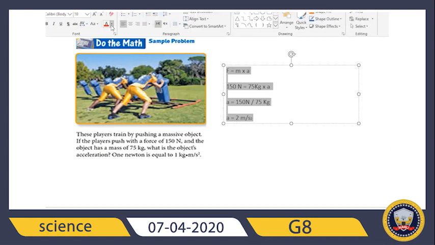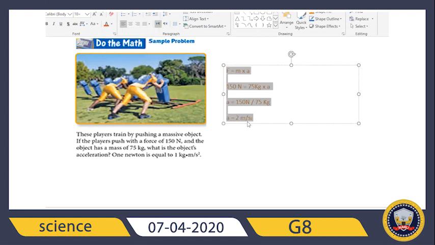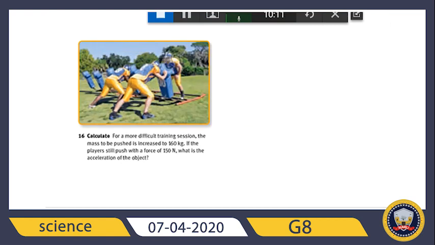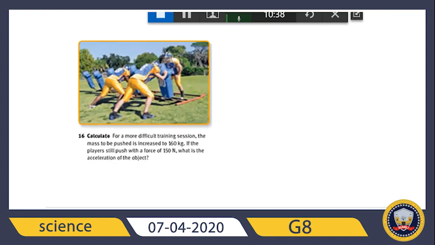So here's the answer, guys, for our first sample problem. I wish it's clear enough for you. Okay guys, now to check our understanding, let us try to answer this question. For a more difficult training session, the mass to be pushed is increased to 160 kilogram. If the players still push with a force of 150 Newton, what is the acceleration of the object? Guys, please try to answer this question by yourself using the same formula that we used here, and find out the answer.